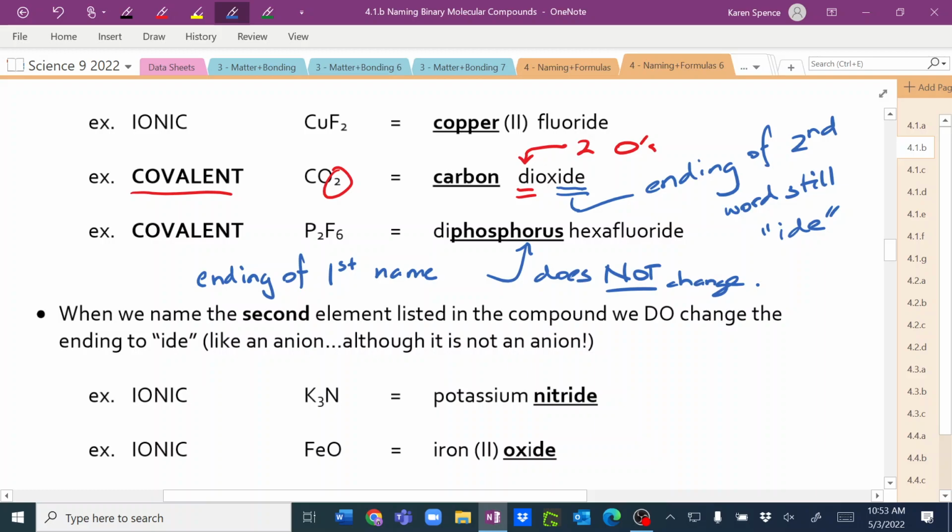However, what we do see is that we have 2 phosphorus, so we call it diphosphorus. And we have 6 fluorides, so we call it hexafluoride. Okay?